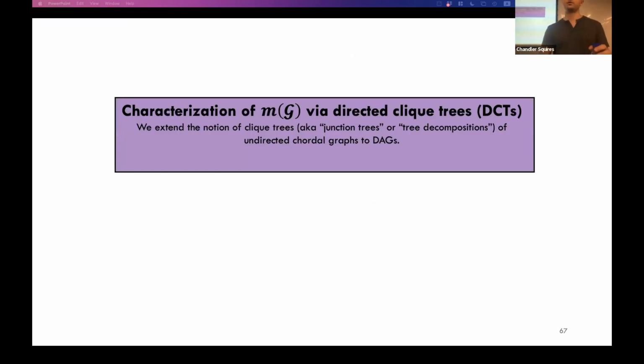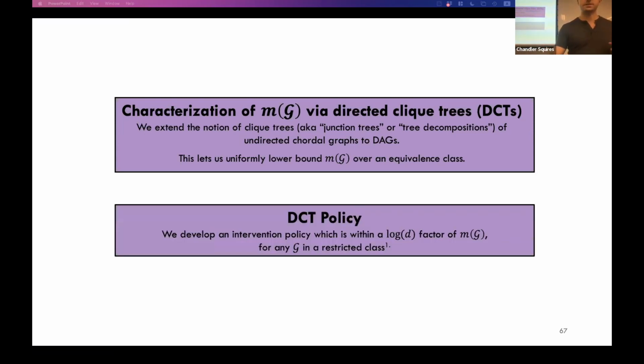And essentially, in this paper we come up with a characterization of this quantity M of G using a generalization of clique trees of undirected chordal graphs. So we generalize these to DAG models, and that allows us to establish this uniform lower bound over this whole class. And we are also able to propose an intervention policy which is within a logarithmic factor of the true minimal number of interventions that a teacher would be able to tell you in order to identify this.